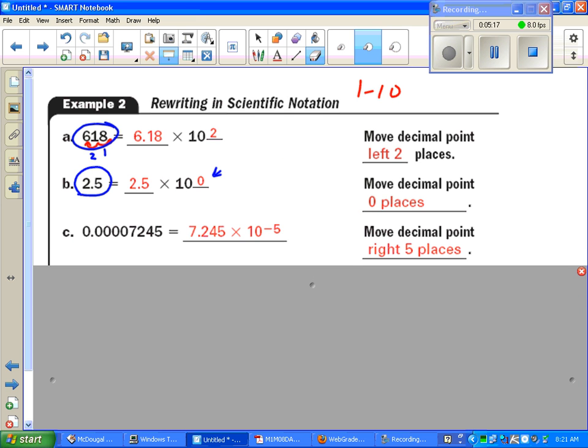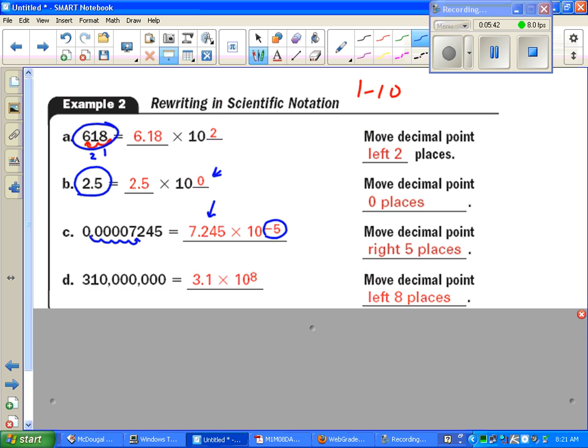And then this one, notice it's a very small number, 0.00 number. You want to make that number between 1 and 10. So if you move it over, we'll move it once, twice, 3, 4, 5 times. If we did 7.245, 7.245 is a number between 1 and 10, and we moved it over 5 times. It's a very small number, so it's a negative exponent. You moved it 5 places, very small number.